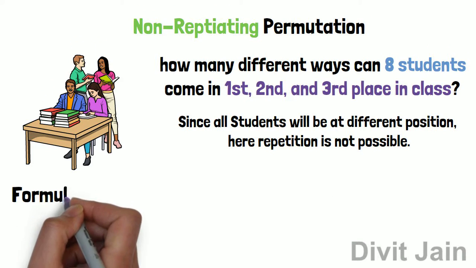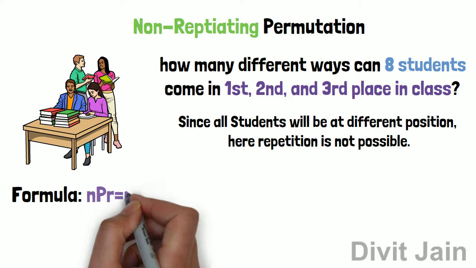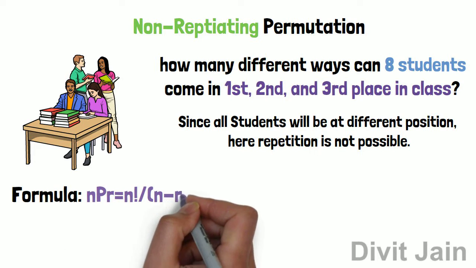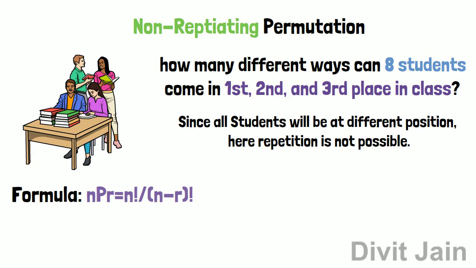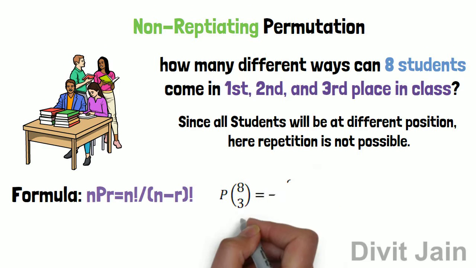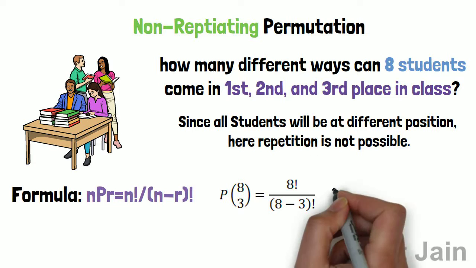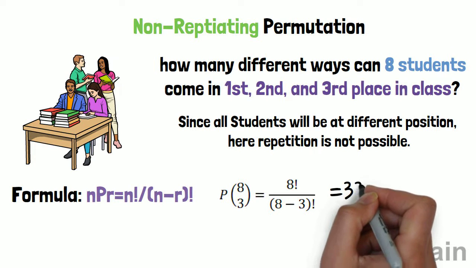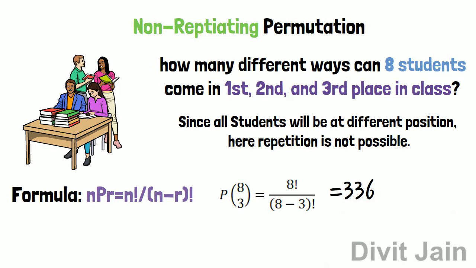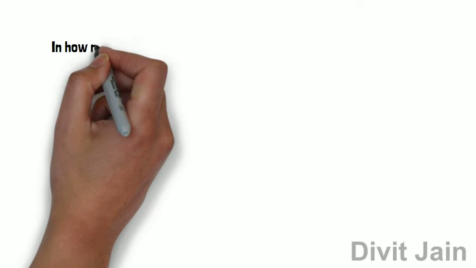The formula for non-repetition permutation is nPr equal to n factorial divided by (n minus r) factorial. So here n equals 8 as there are 8 students and r is 3 as there are 3 places, and the answer will be 336.